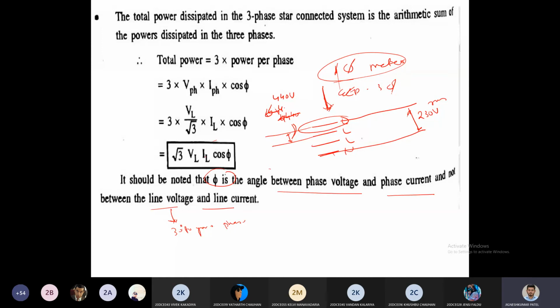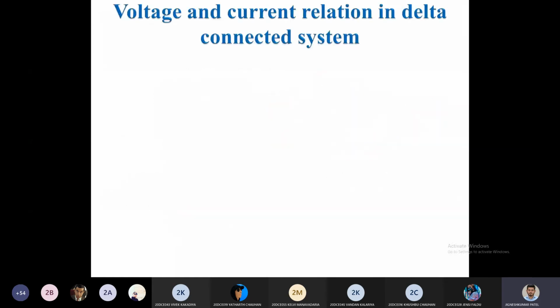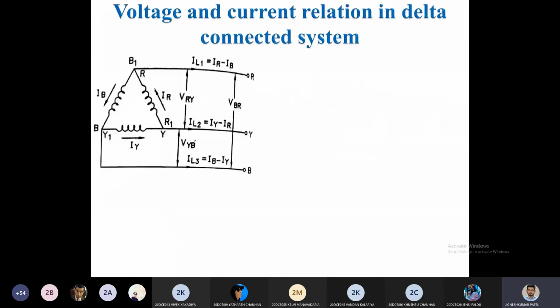Okay, you can say average power, not average power, it's your instantaneous power in your 3 phase system. So it would be 3 times the power per phase. Similar to this, there is one more system, and that is known as the delta system.